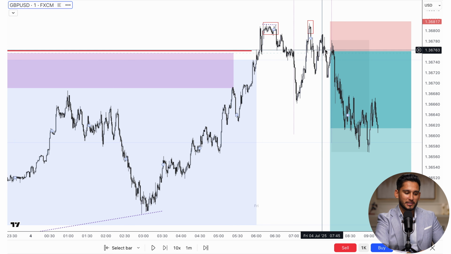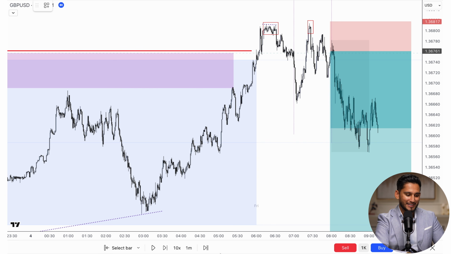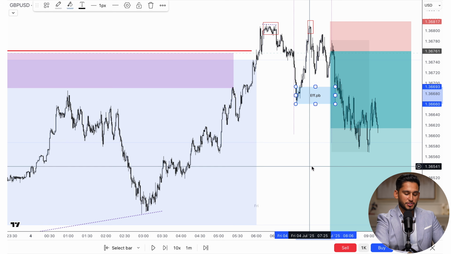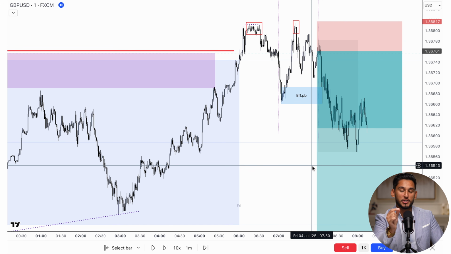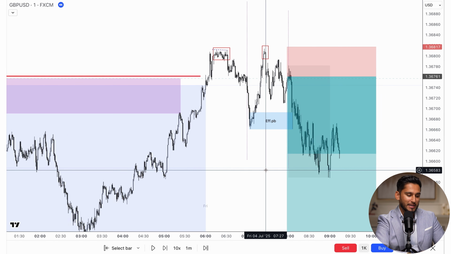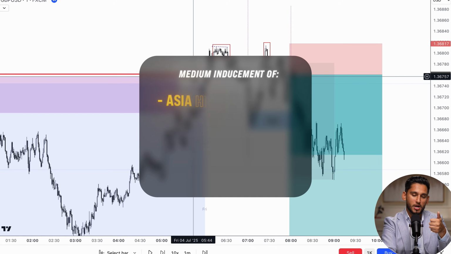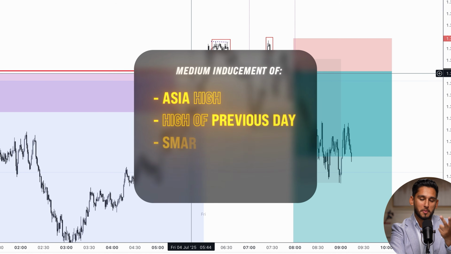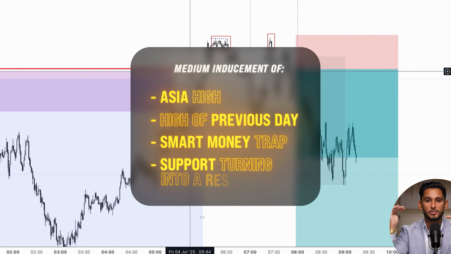And after that inducement in London Open, what do I see? I see lack of efficiency of the pullback. There's no efficiency of the pullback yet, which is a clear invalidation. If you don't know what that is, check the guides I've made about it. But we're starting to see now, we're getting a medium inducement of Asia high, high of previous day, smart money trap, and the support level turning into a resistance level.